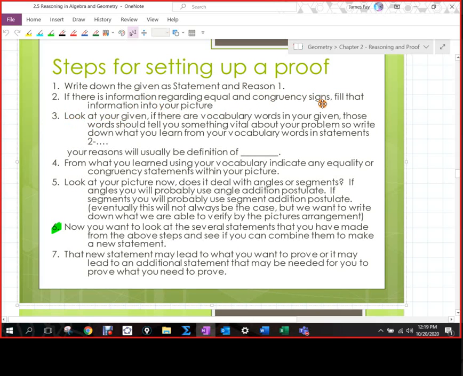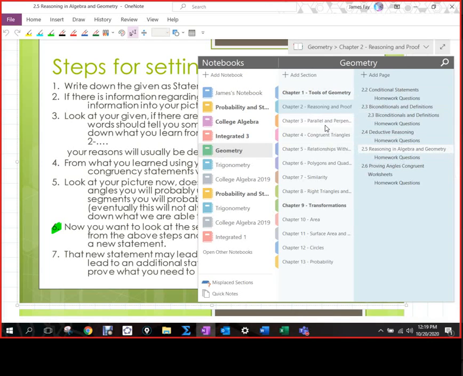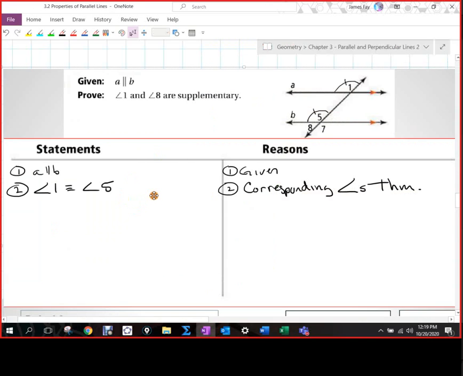Step 3 says look for vocabulary. Parallel was our vocabulary word, right? So then we looked at our picture and said, okay, what does that lead us to in regards to parallel? And it established some congruencies, right? And that's where step 4 comes in. It says, from what you learned using your vocabulary, indicate any equality or congruency statements within your picture. That's exactly what we just did when we drew those in, okay?